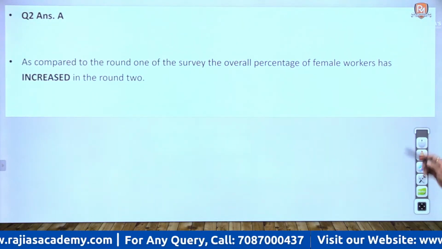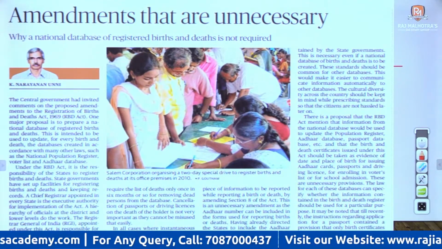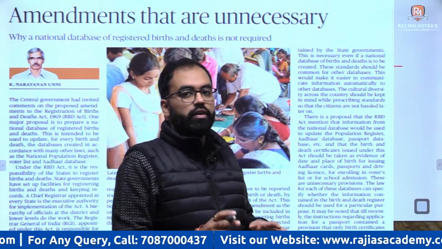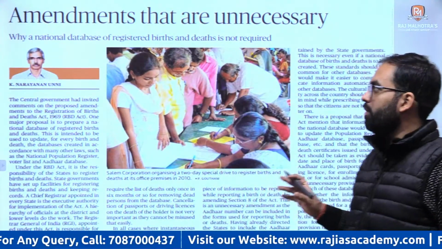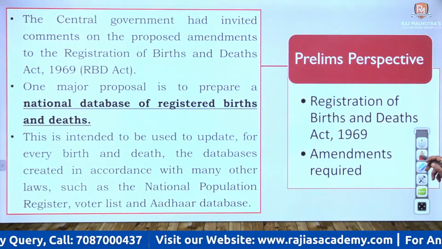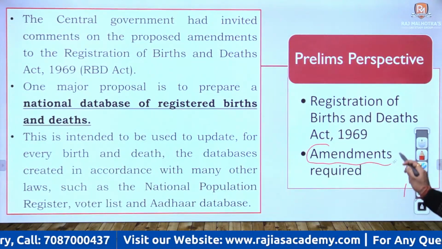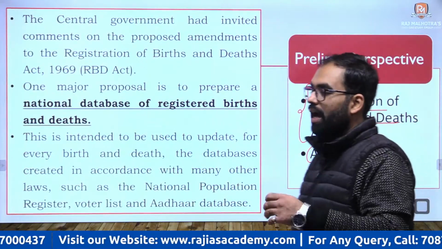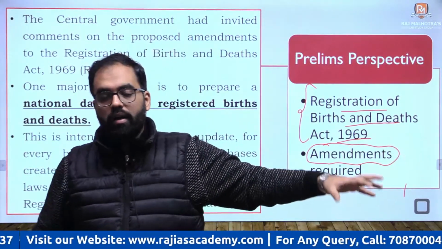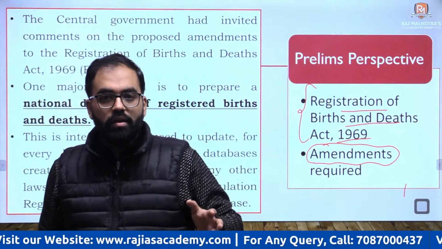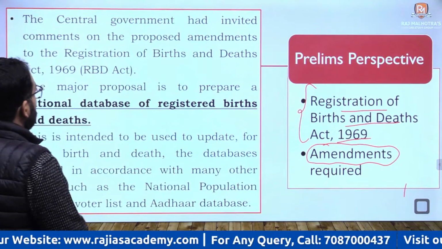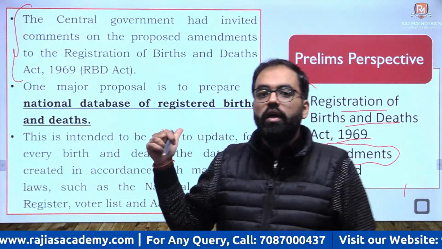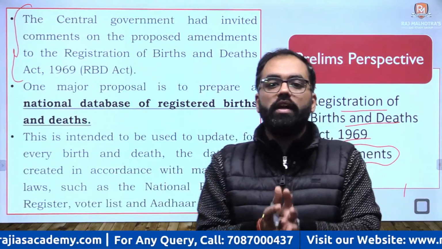So moving to the next article now, amendments that are unnecessary. This was an editorial that was carried by the Hindu yesterday, and I believe that you must have read it. What this editorial talks about is that the government has sought inputs regarding the amendments that should be made in the Registration of Births and Deaths Act 1969, right. With the advent of technology, with the coming of the Aadhaar, and with all the biometric database, the government is trying to integrate how deaths and births are registered under this statute, and they are going to make a national database out of it, right.